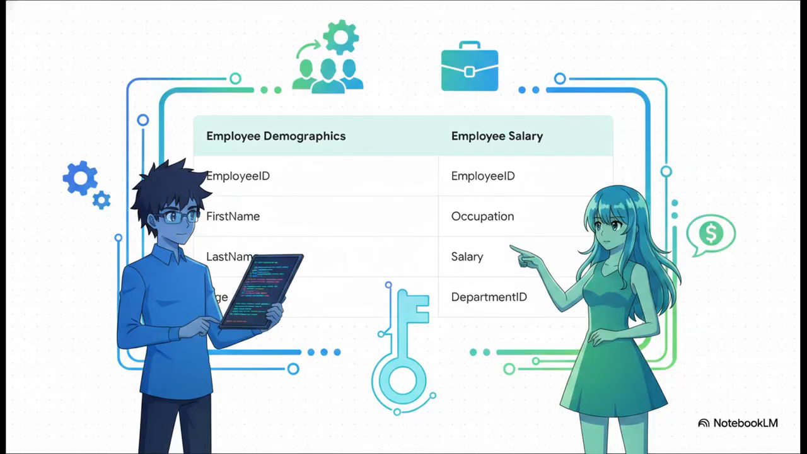So just imagine for a second your data is split up. You've got one table with employee names and ages, and then a totally separate one with their job titles and salaries. Now, they're obviously related, but they're not in the same place. But look closely. See how they both share that employee ID column? That right there, that's the key.